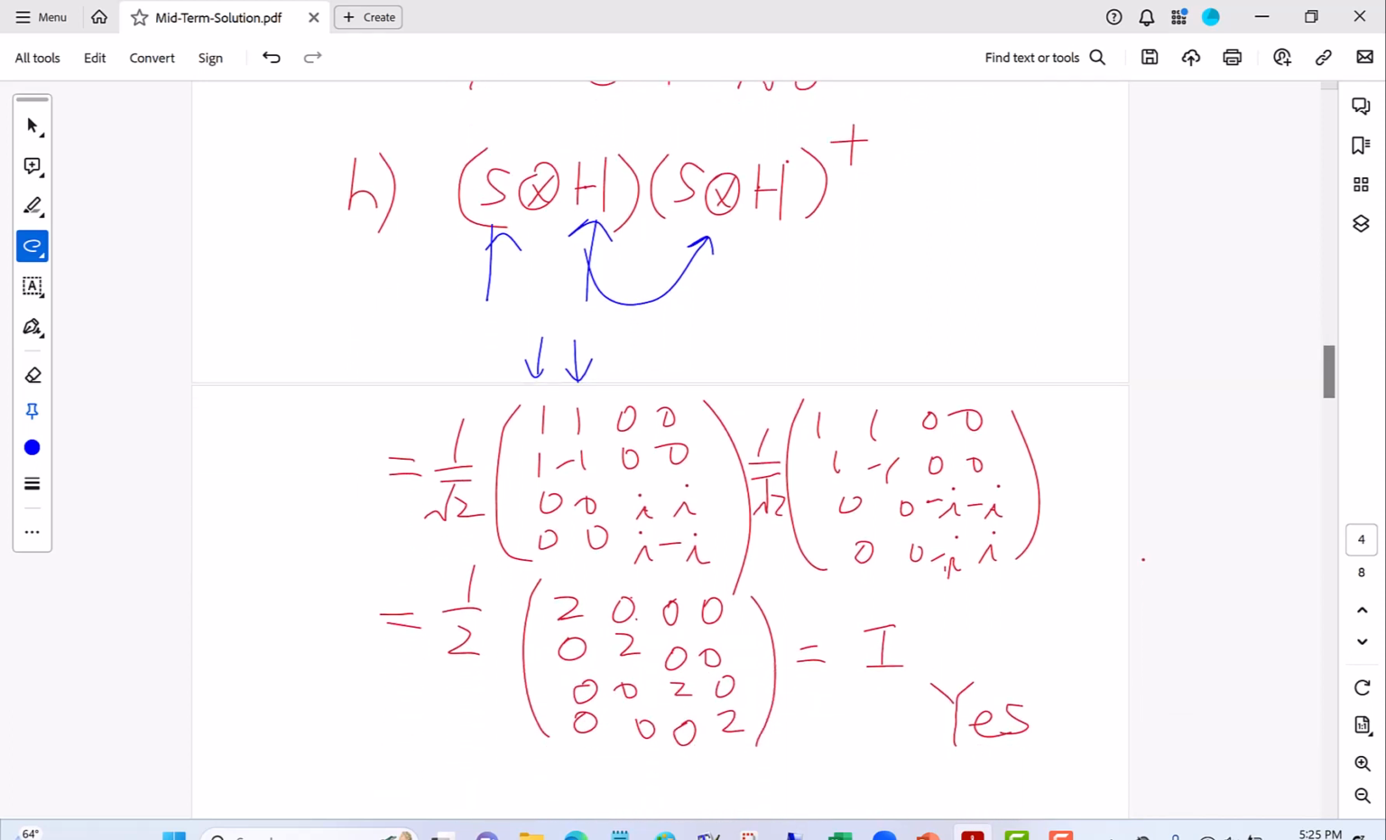Okay, so any questions regarding this? I know it's very simple, but not all of you get full score. Some actually did not do that well. So please practice more, okay?